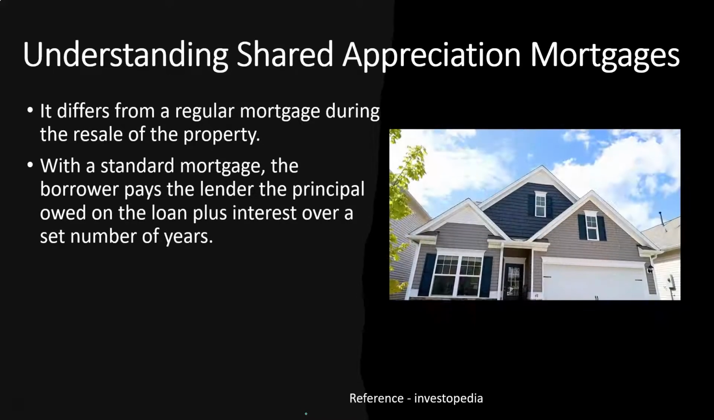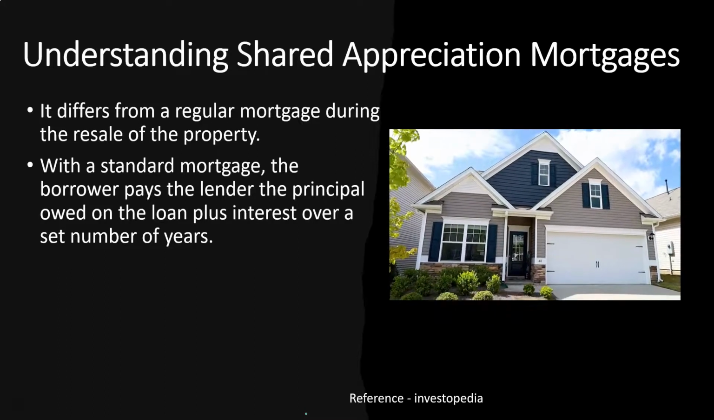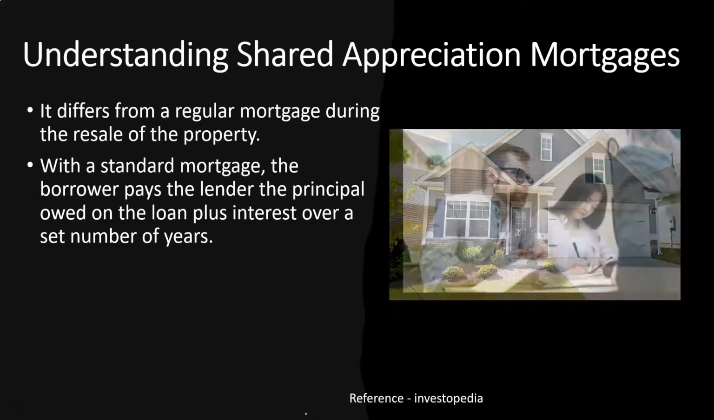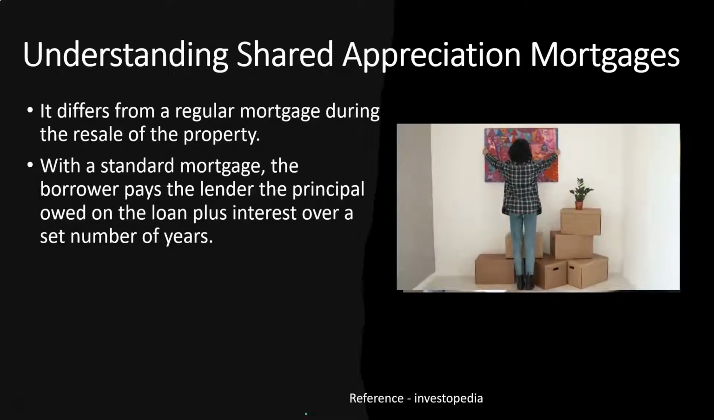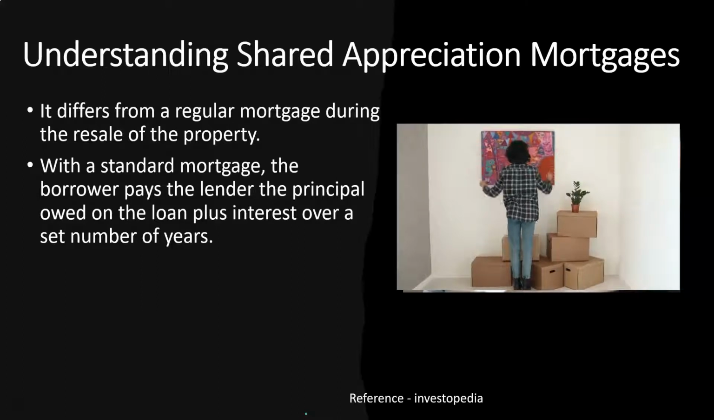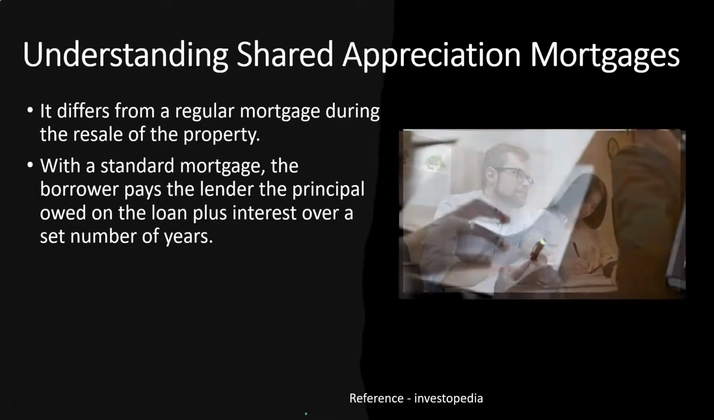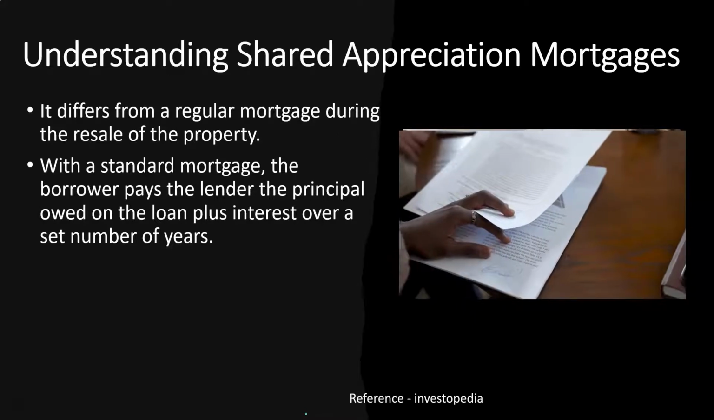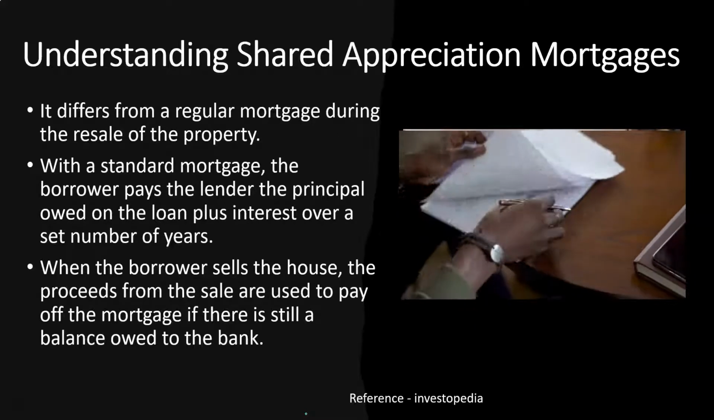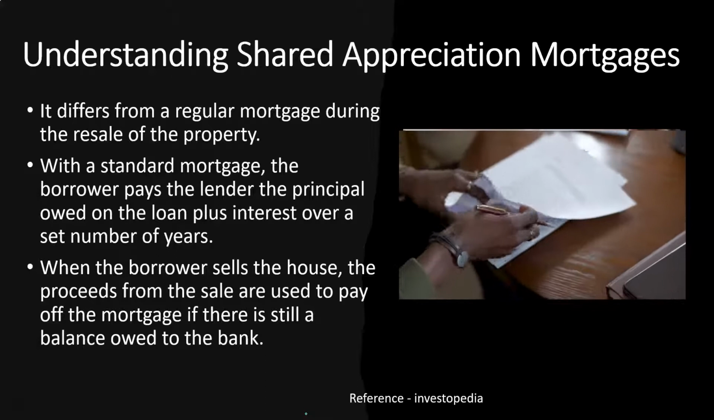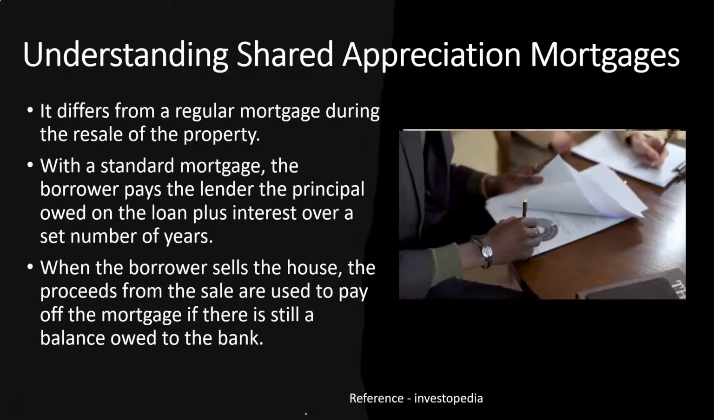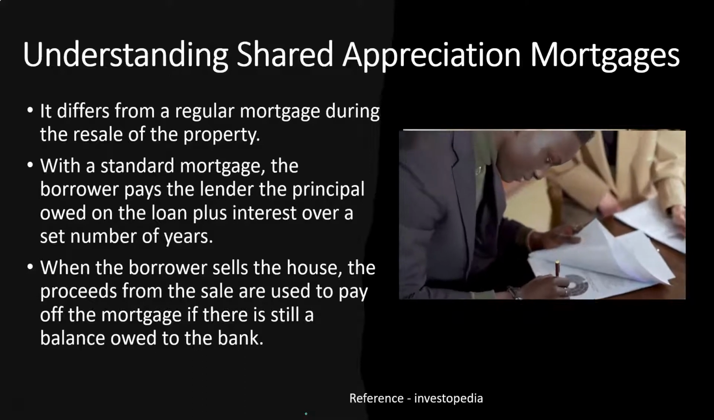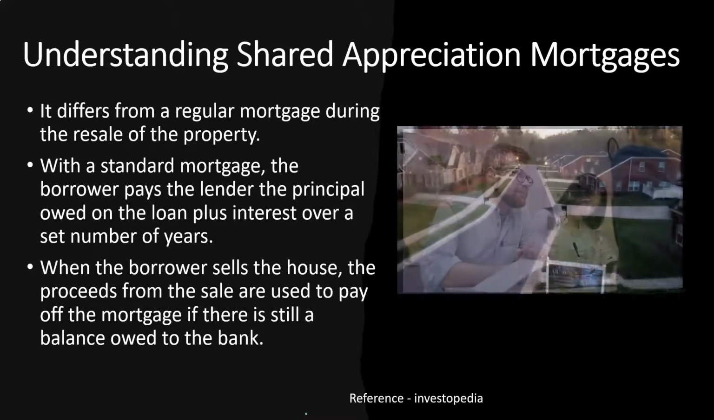So with a standard mortgage, the borrower pays the lender the principal owed on the loan plus interest over a set number of years. So if it's a 30-year standard term loan, set rate, then normally you just pay back the loan. Of course, you're paying back the interest and the principal of the loan, the lender making back their principal plus the interest, which is their earnings for their efforts. When the borrower sells the house, the proceeds from the sale are used to pay off the mortgage if there is still a balance owed to the bank.